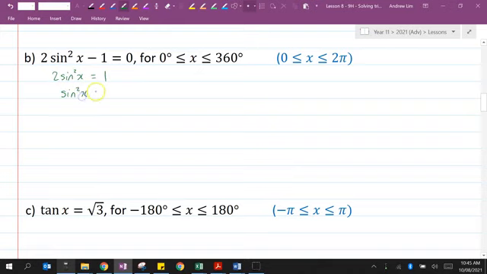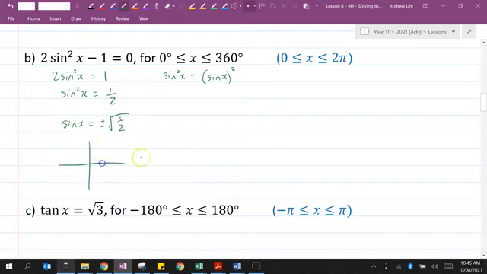Now it's important for you to know that sine squared x is actually the same as sine x squared. We just write it like this so we don't have to write brackets. So what we're going to do is square root both sides. So sine x is equal to plus minus the square root of half.